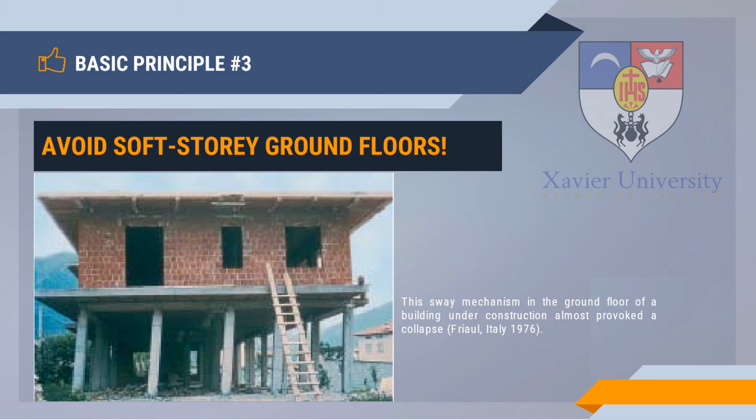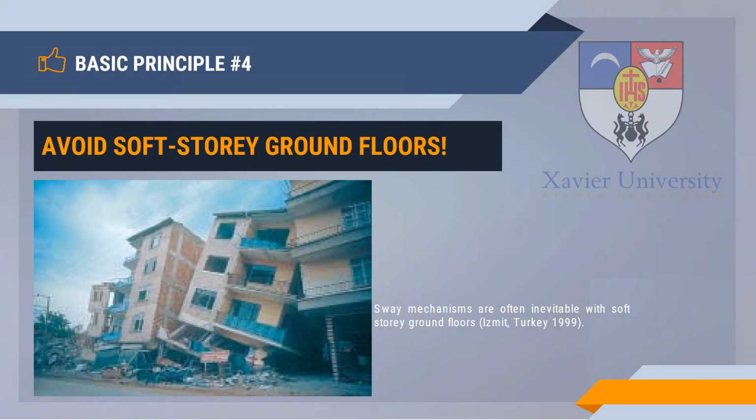So we have here a picture that clearly shows the ground floor is only composed of columns. And then we also have here, sway mechanisms are often inevitable with a soft story ground floor. So we can see in this photo right here that the upper part of the building stays intact while the ground floor has already been damaged.